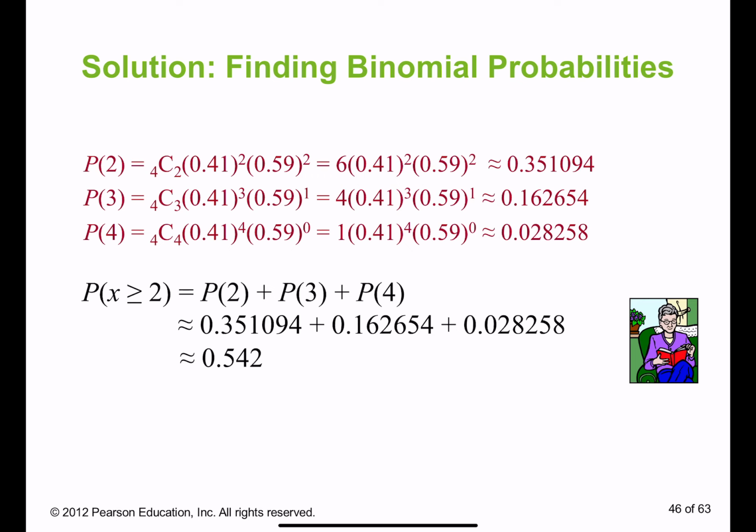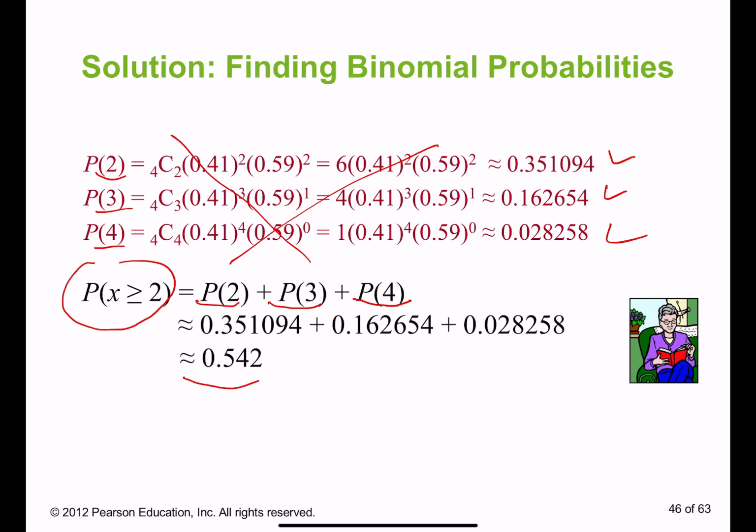Here it is. When you say at least 2, you're still going to calculate the way I told you, and this is the answer you should get for 2, 3, and 4. But because it says at least 2, x greater than or equal to 2, and the total is 4, it's the probability of 2 plus the probability of 3 plus the probability of 4, and you get approximately 54.2%.